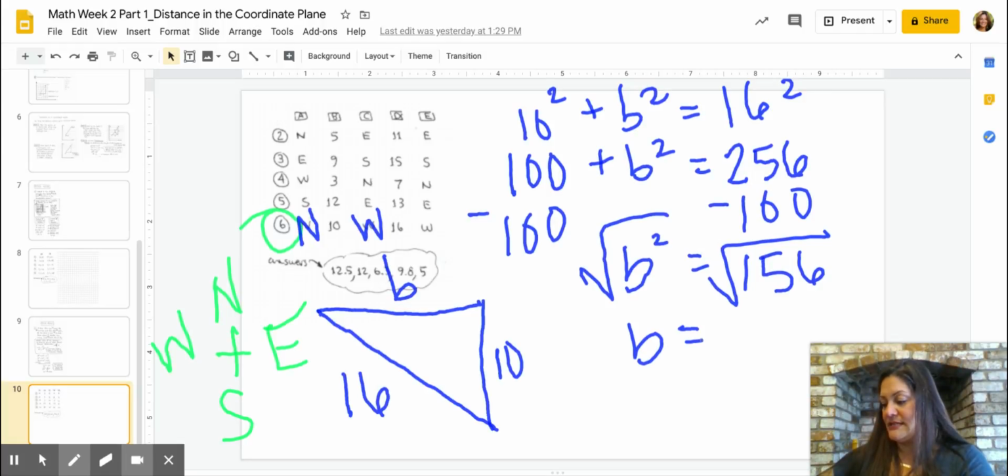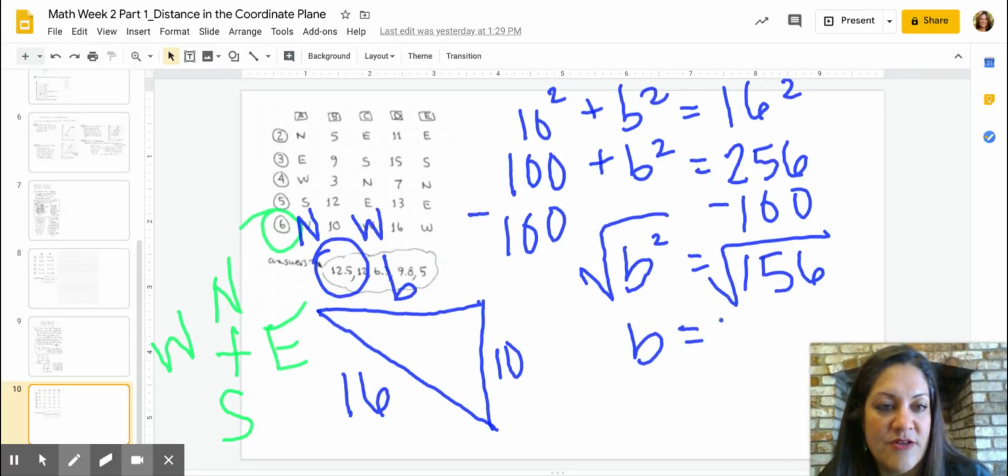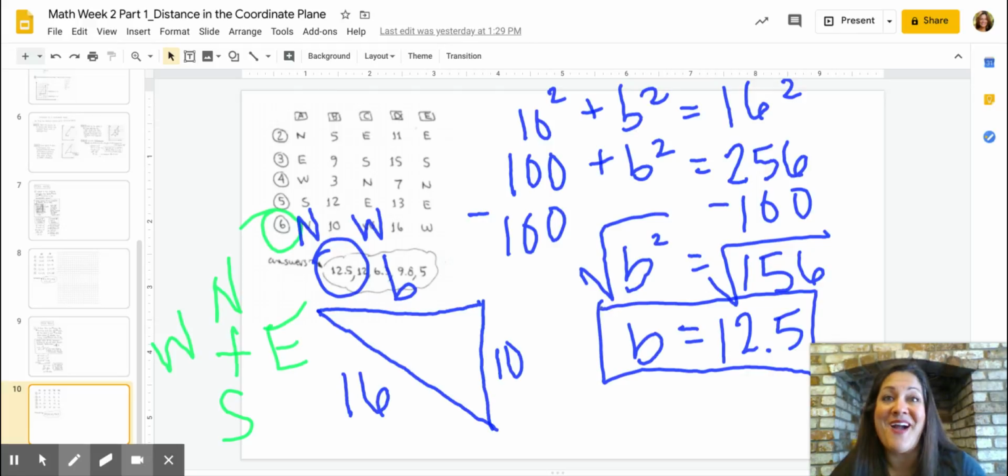Got a text, I clicked on it. Let's see, 156 square root, 12.48. Yes, and here it is. 12.5 is what it is rounded. There we go. All done. Week 2, part 1. Okay.